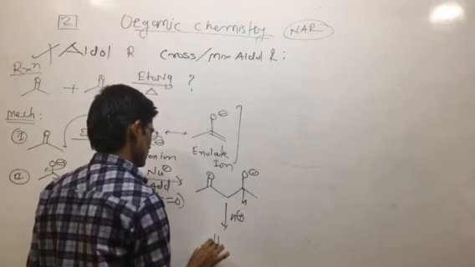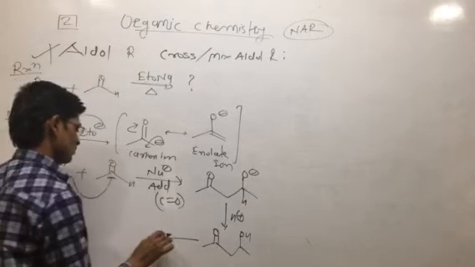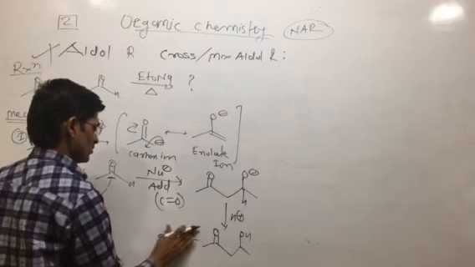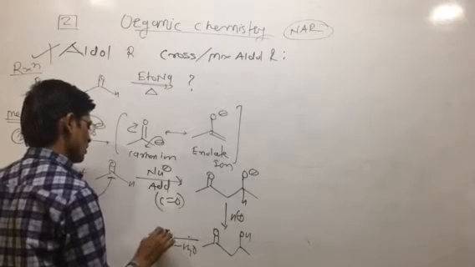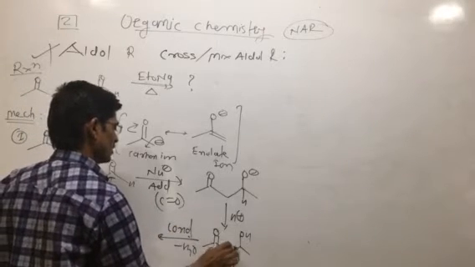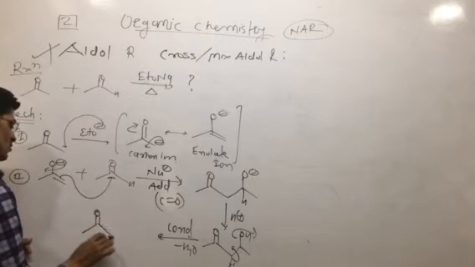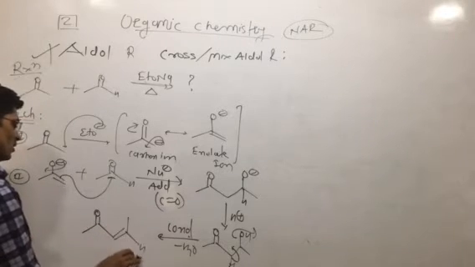Then what happens? This CH3 C double bond O becomes OH. And the last step is what? Minus H2O, which means condensation. A hydrogen atom from the alpha carbon and a hydroxy group from the beta carbon are lost. Then CH3 C double bond O is formed, with the double bond here and one hydrogen atom.